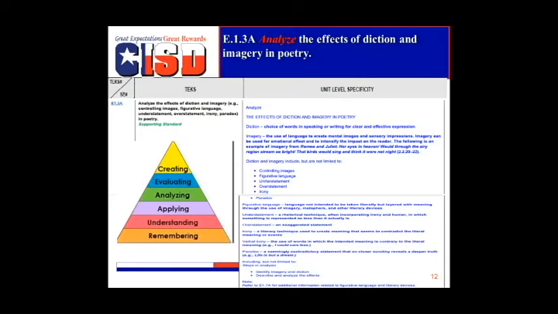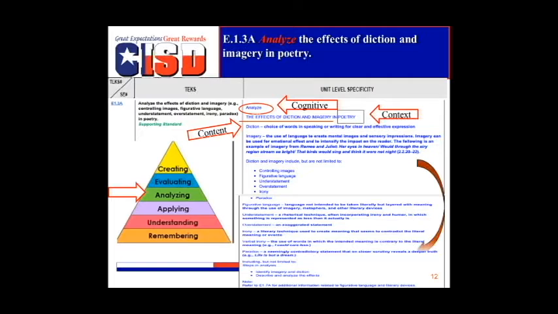What is the verb and the cognitive level of Bloom's? What's the content, the what students are learning? What's the context, the how in which students are practicing and showing their learning? Did you notice the Bloom's level of the verb analyze? The content is the effects of diction and imagery, and poetry is our context. Also notice the deep levels of specificity in this standard.